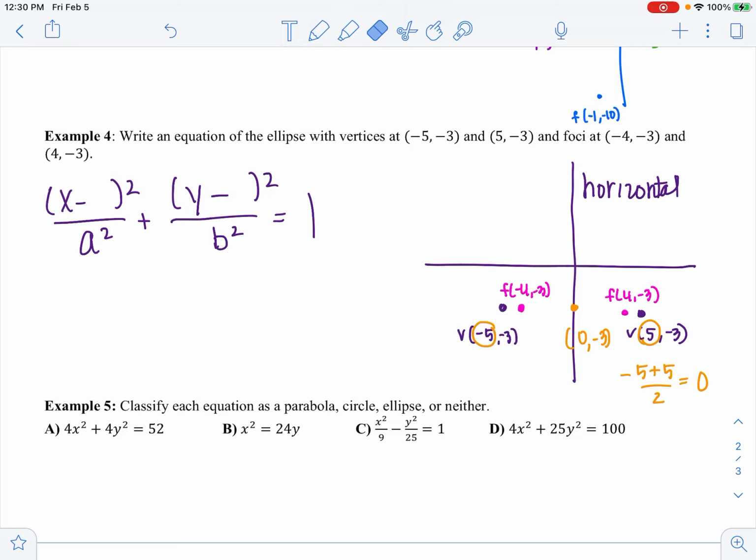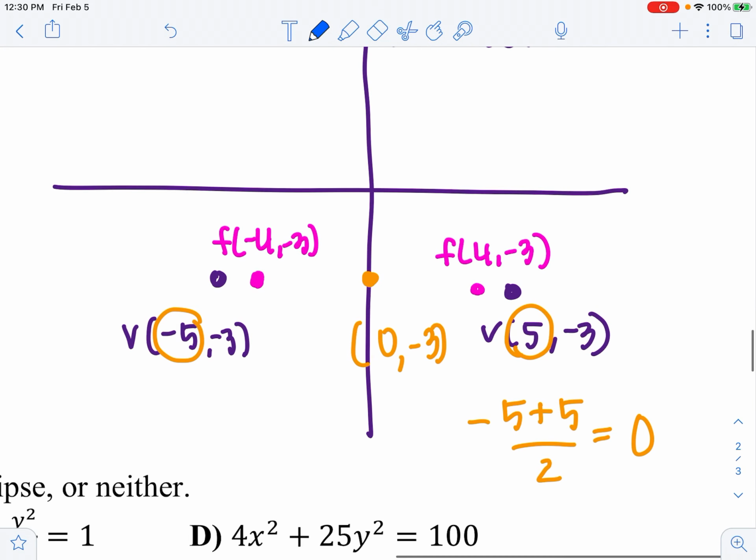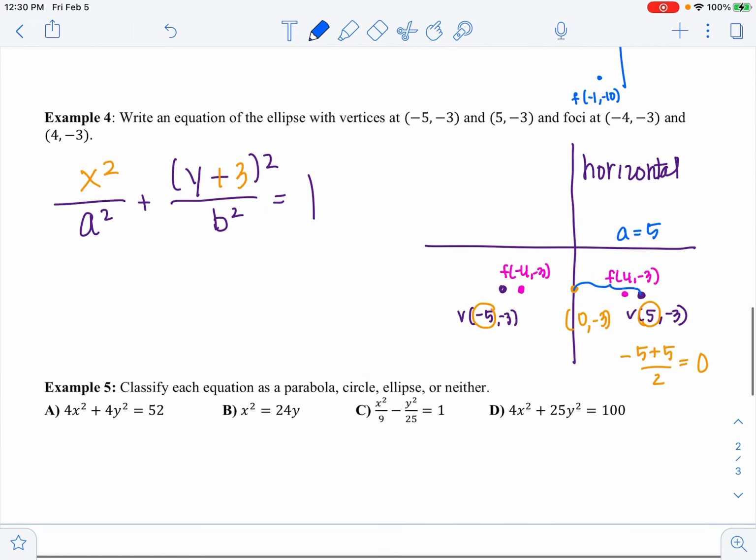Okay, now I can fill in my center. So with 0, this is going to become x minus 0 squared, which is just x squared. y minus -3 squared, so plus 3 squared. I need a squared and I need b squared. So let's start with a squared. a is the distance from your center to your vertex. I do have a vertex in purple here. 0 to 5, so that is 5. So a squared is 25.